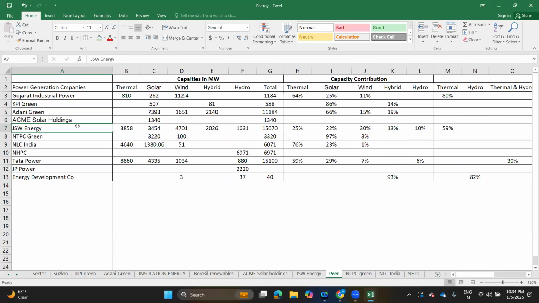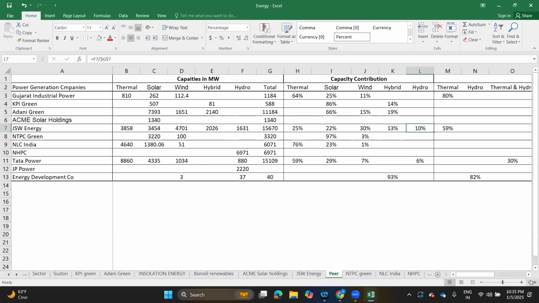So this company has 25% of thermal power, 22% is solar power, 30% is wind power, 13% is hybrid, and 10% is hydroelectricity in terms of its capacity.